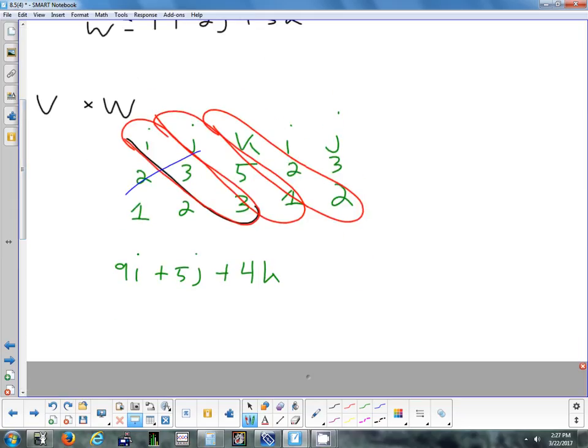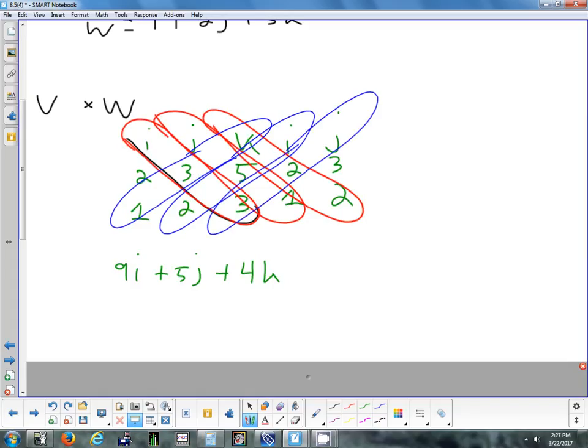Okay, so that one, and that one. And what am I going to do with each one of those? We're going to subtract them. What's 1 times 3 times k? So I'm going to subtract what you just said. 2 times 5 times i. And you're going to subtract it. And 3 times 2 times j.